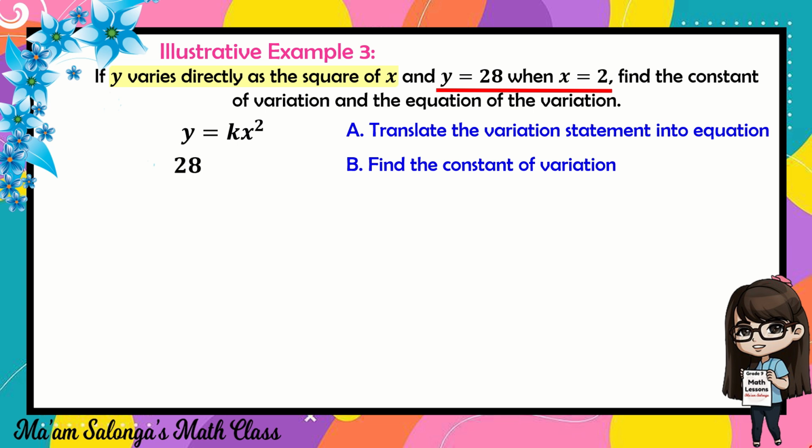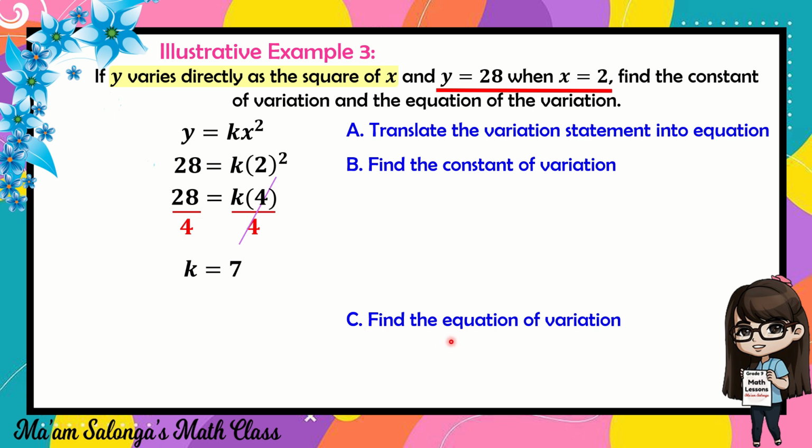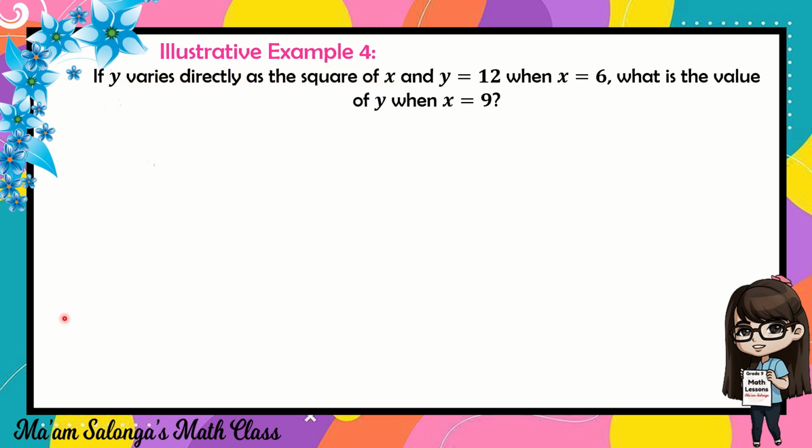So, yung y ay 28 equals k and x, which is 2 squared. So, 2 squared is 4. Then, let's divide both sides by 4. Then, 28 divided by 4 is 7. So, this is the constant of variation. Next, let's now find the equation of variation. So, from the mathematical equation, we will just replace the value of k here from the constant that we have obtained. So, we will now have y equals 7x squared. Right? Now, let's go to illustrative example number 4.